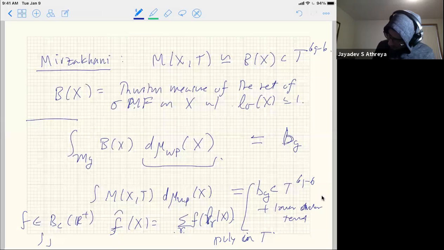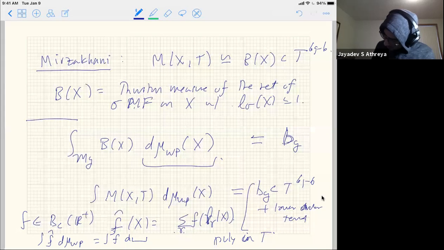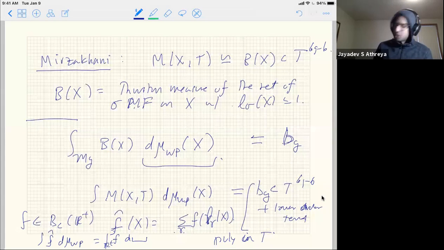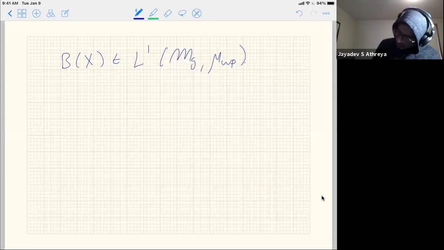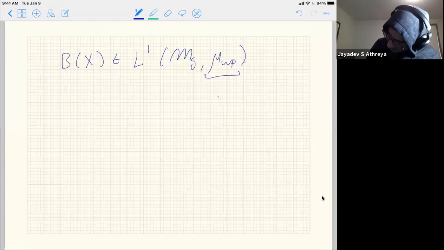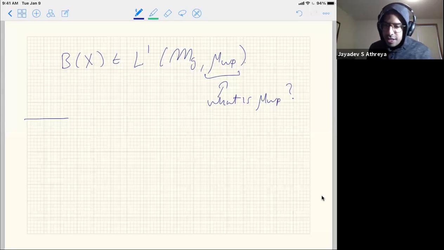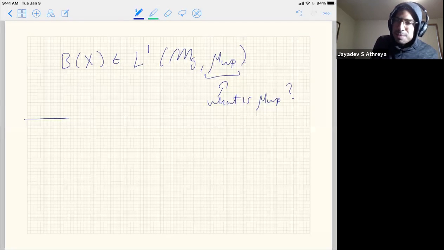And then she gets a relationship between the integral of f hat. She tells you if you integrate f hat, it's the integral of f with respect to not Lebesgue measure on R plus, but she identifies exactly what the correct measure on R plus is. So there is a version of a Siegel formula that Mirzakhani comes up with that is crucial in her results. But a key point here is that b of x is an L1 function, but what is this measure? What is mu WP? Okay, so let me give a very quick and dirty answer that actually relies on lots of deep theorems.